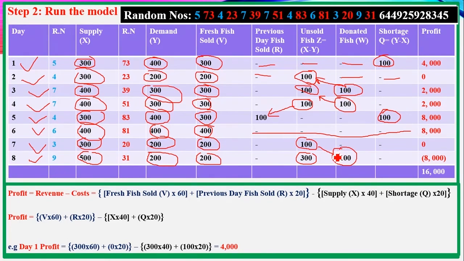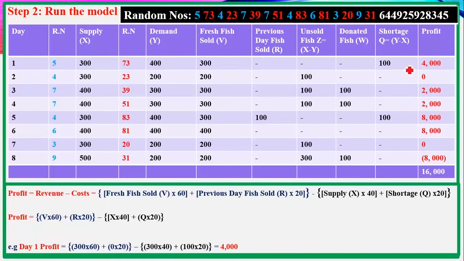Now the next thing is to get the profit. And like I've said, to get the profit here, you need to take the revenue, which is V times 60 plus R times 20, minus X times 40, Q times 20.